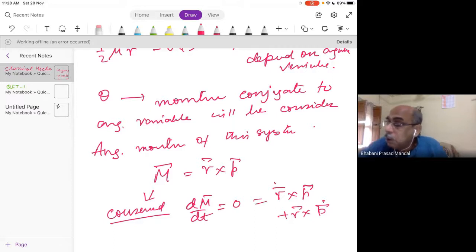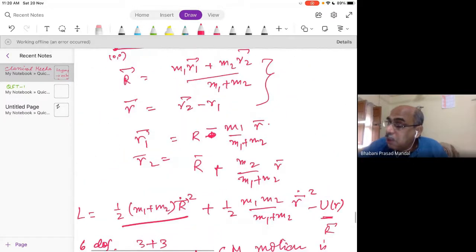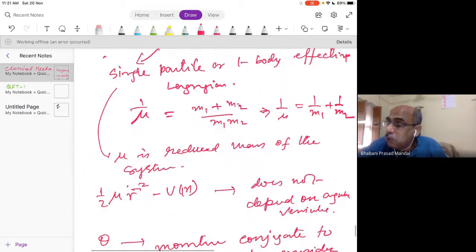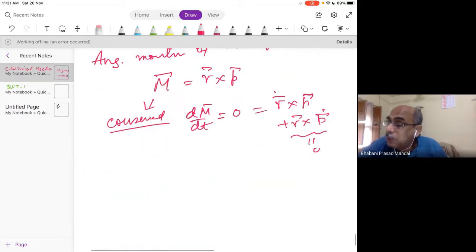Okay. But the second term is 0, because p dot is nothing but the force, and force acts along this line. So, the direction of force and the direction of r are parallel, they are on the same line. So the angle between them will be 0, this and this direction is the same. So, the cross product will be 0.